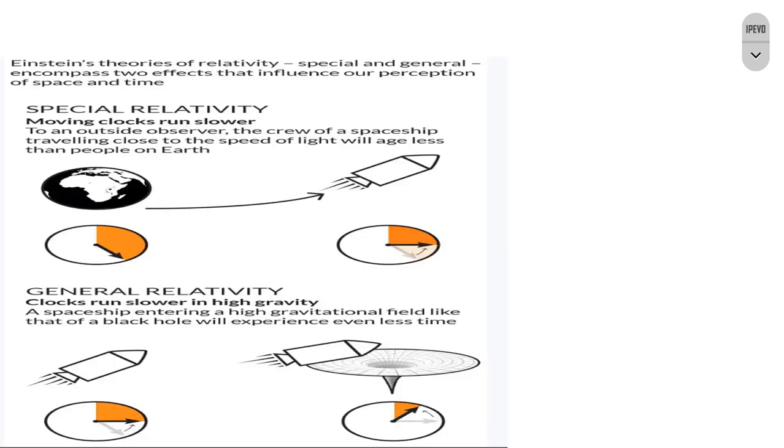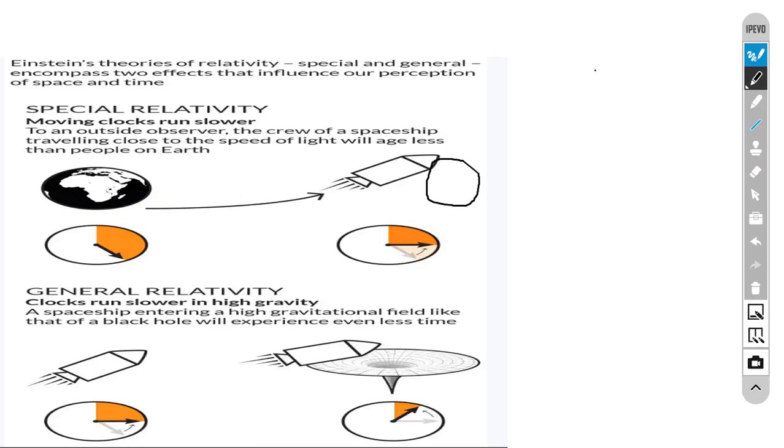Look at this figure. Moving clock runs slower. To an outside observer, the crew of the spaceship traveling close to the speed of light will age less than the people on the Earth.